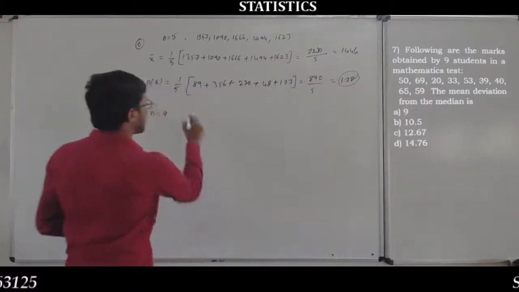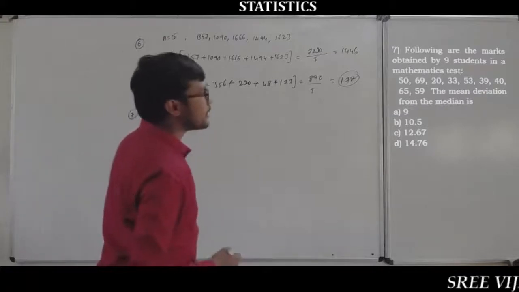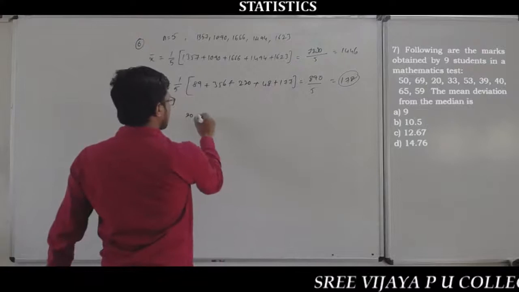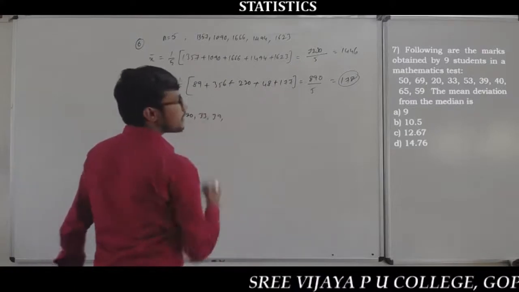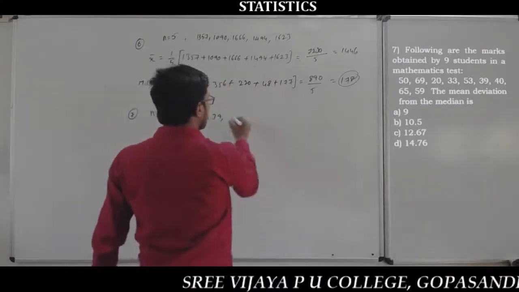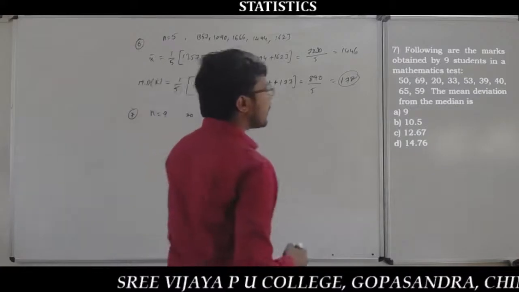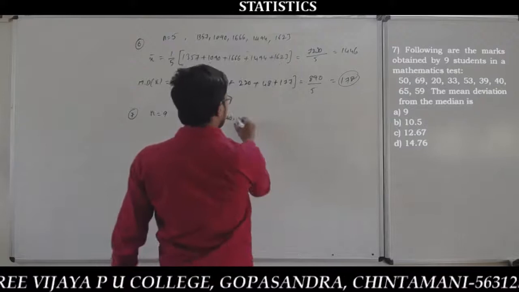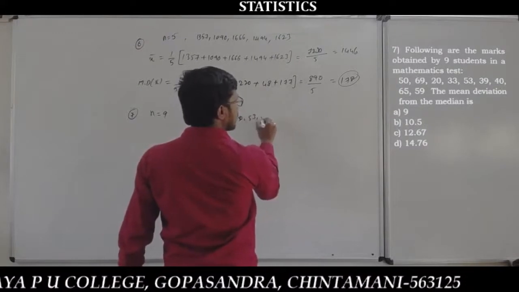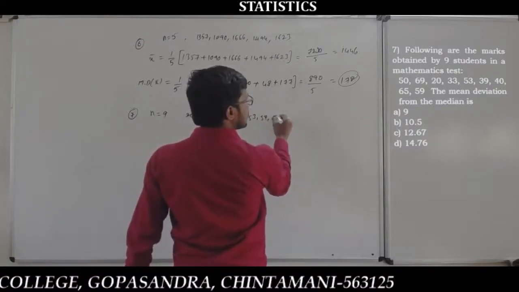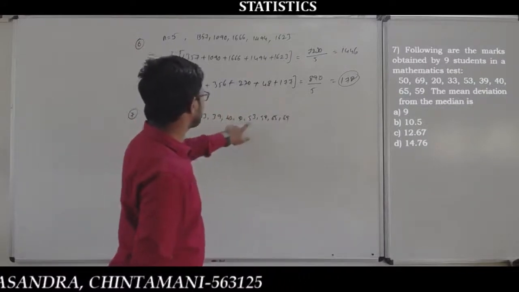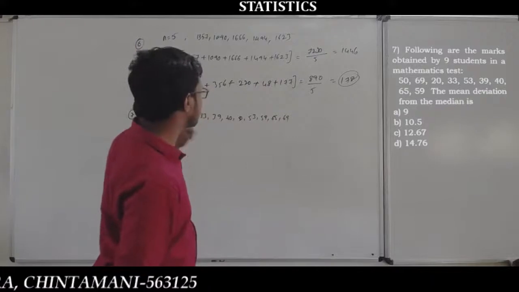So the ascending order is first 20, after that 33, after 33, 39, after 39, 40, after 40, 50, and after 50, 53, 59, 65, 69. Okay, 1, 2, 3, 4, 5, 6, 7, 8, 9. You got 9 observations right there.